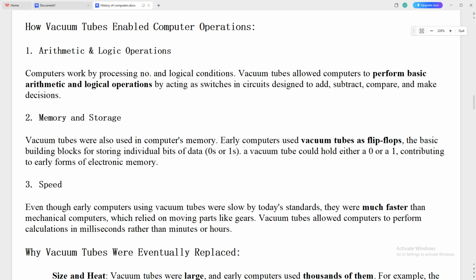Okay, now the third thing is speed. Even though earlier computers using vacuum tubes were slow by today's standards, they were much faster than mechanical computers, which rely on moving parts like gears. Vacuum tubes allowed computers to perform calculations in milliseconds rather than minutes or hours. So this has to be noted, that even though they are very slow compared to modern devices, if you compare them with the previous computers, which had mechanical gears and much less technology, they are much superior to them.